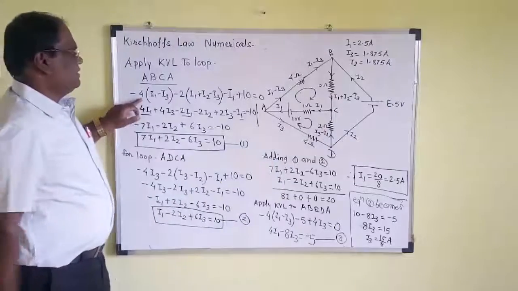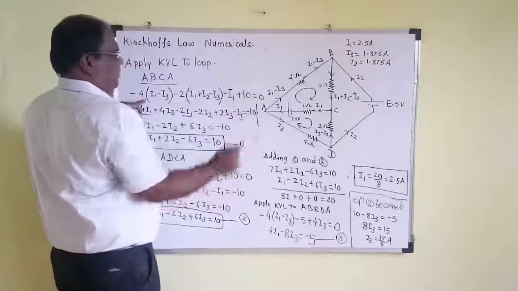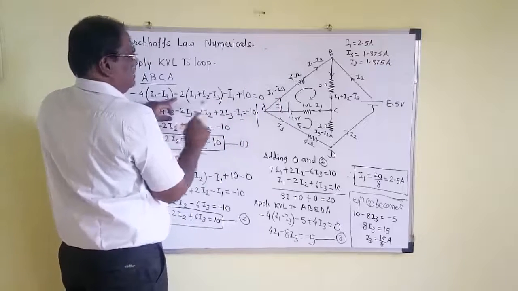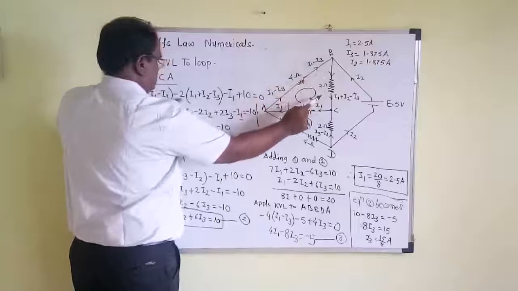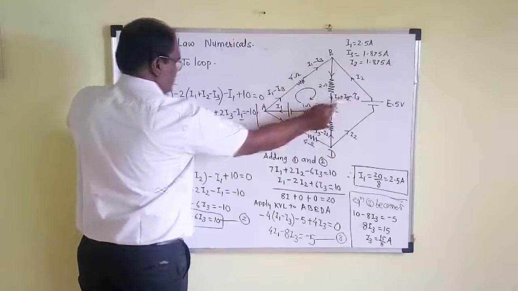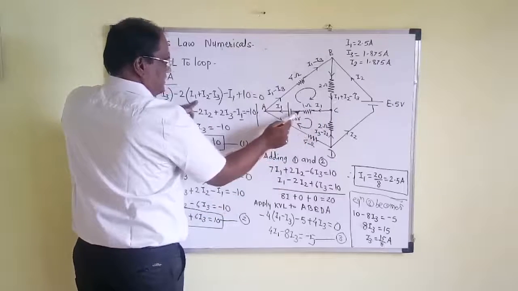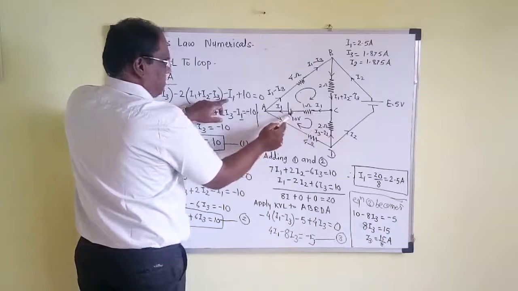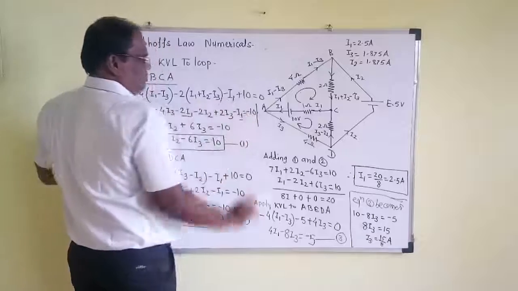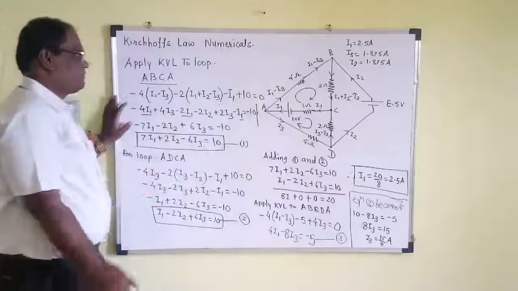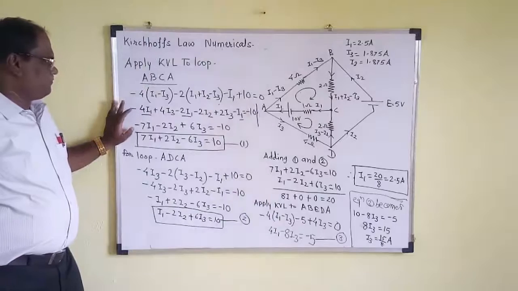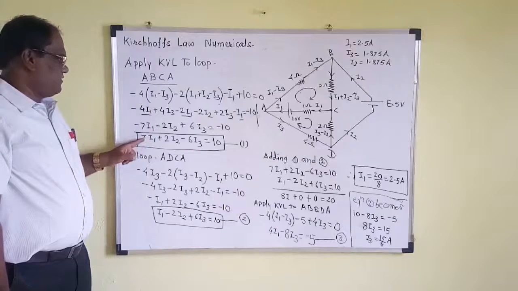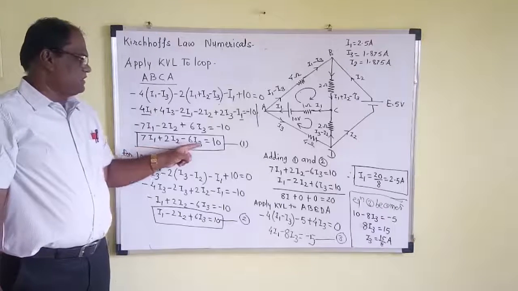Apply. See here, minus 4 ohm times I1 minus I3 in the direction of current, minus 4 into I1 minus I3. Minus 2 into I1 plus I2 minus I3, in this direction. Minus in the direction of current I1, minus I1 plus 10, the given 10 volt, is equal to 0. Solve. See here, you will get the equation 7I1 plus 2I2 minus 6I3 is equal to 10.